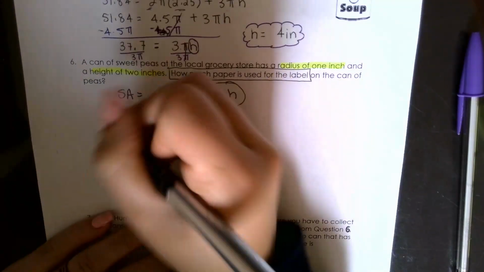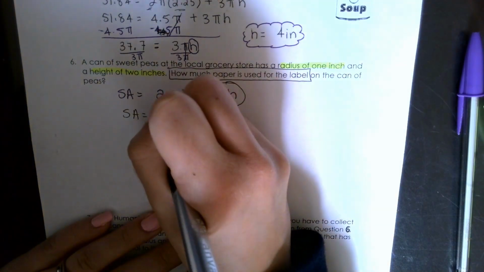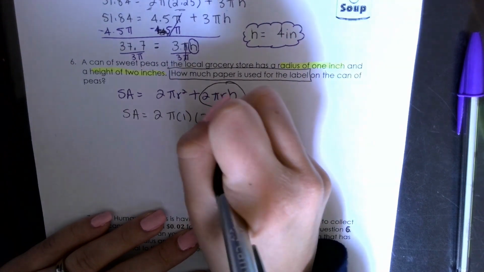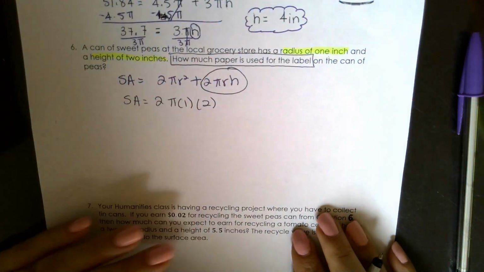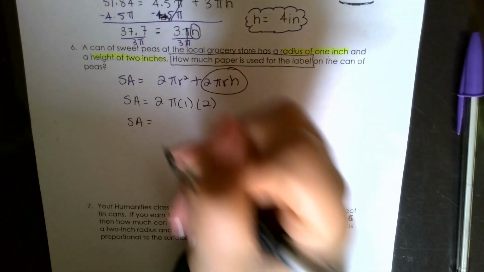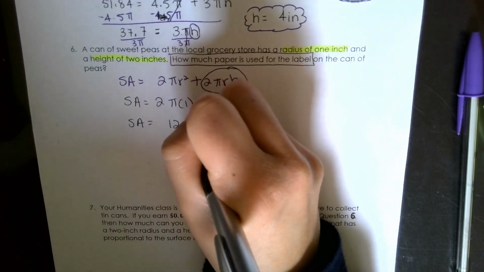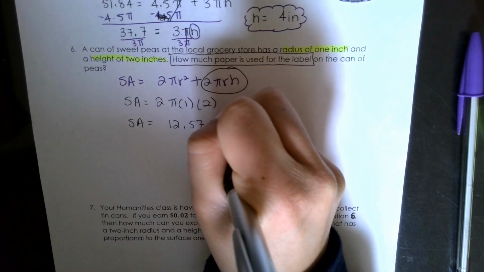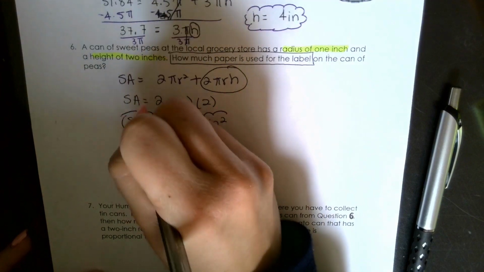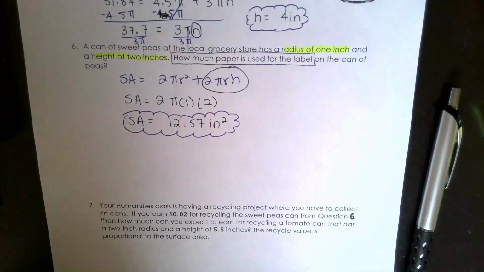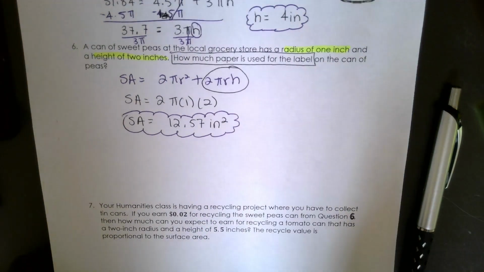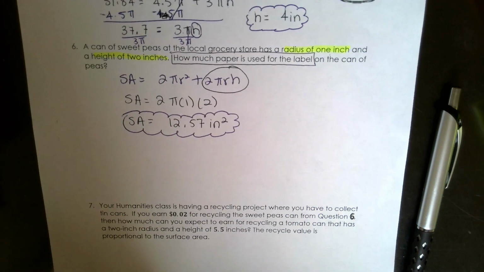So now we're just going to have 2 pi times my radius, 1, and the height is 2. So multiply this all out. Now I'm just going to round to the nearest hundredth. You'll get 12.57 inches squared. That's the label that you need. That's how much paper you need for the label, actually. So that's why when you read these types of problems for surface area, it doesn't mean you're using the whole formula. You just have to think about real world stuff, how it's going on.